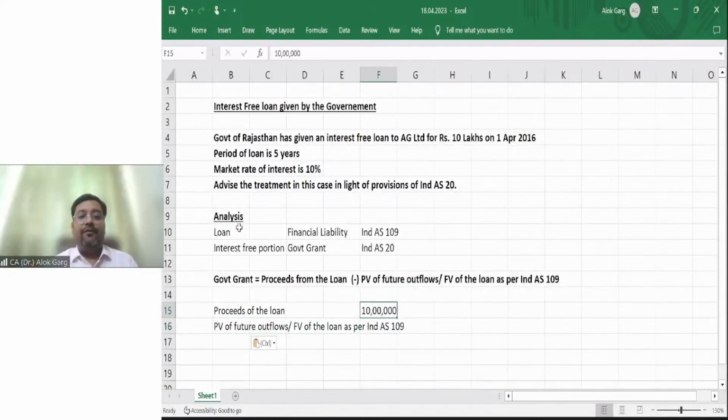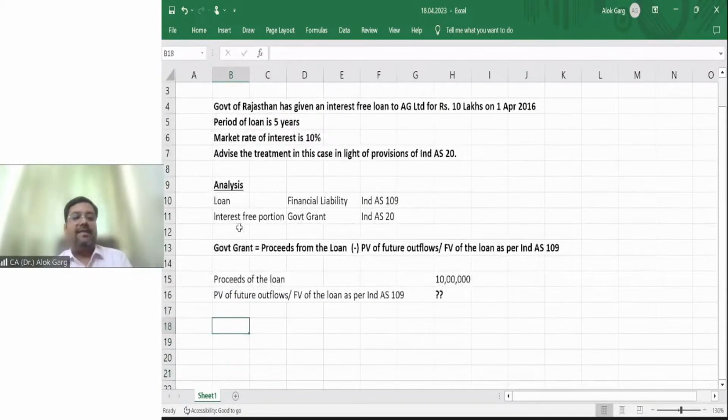What is the present value of future outflows or fair value of the loan as per Ind AS 109? We need to calculate this, right? How to calculate this? Now let's discuss this part. Present value of the loan or fair value of the loan.